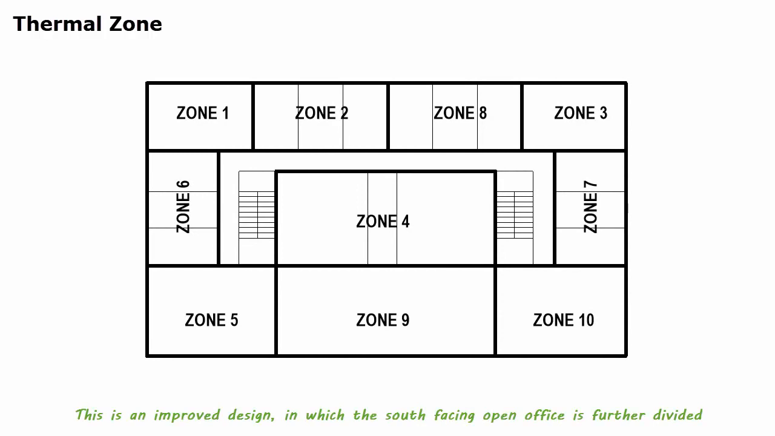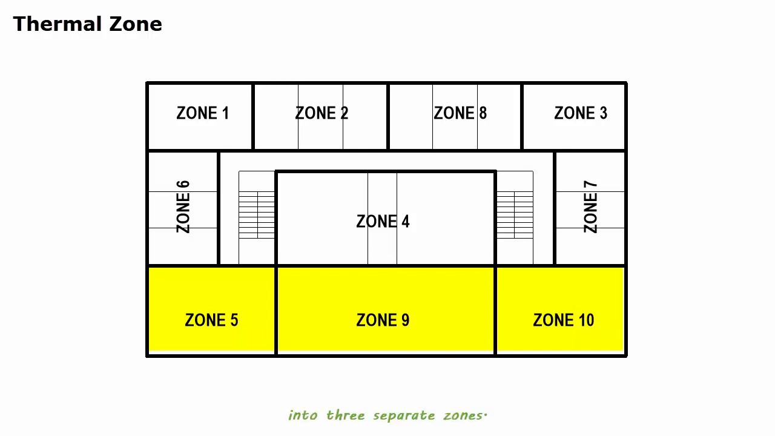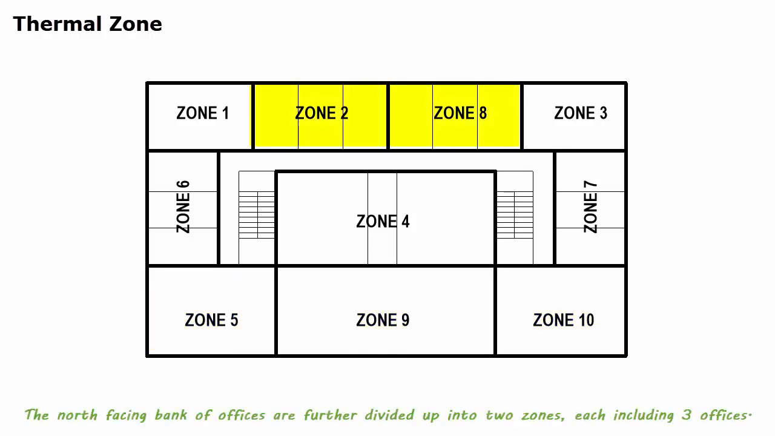This is an improved design in which the south-facing open office is further divided into 3 separate zones. The north-facing bank of offices are also further divided up into 2 zones, each including 3 offices. With more thermal zones, this design will improve thermal comfort, but it will increase cost.